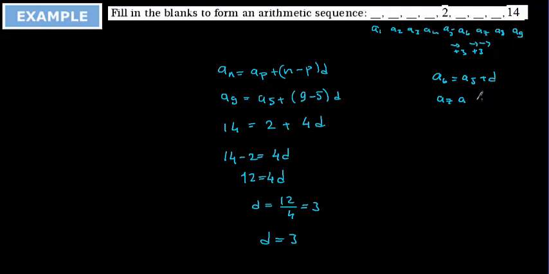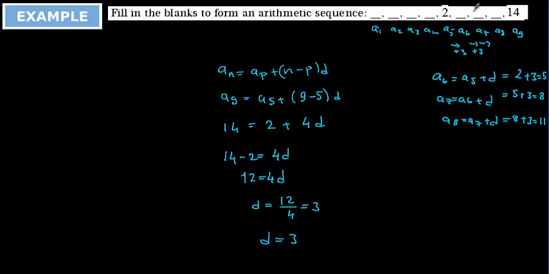A7 is equal to A6 plus d. A8 is equal to A7 plus d. So we are going to find here A5 is 2, plus 3 common difference, which is 5, and 5 plus 3, which is 8, and 8 plus 3, which is equal to 11. 11 plus 3, that makes 14.